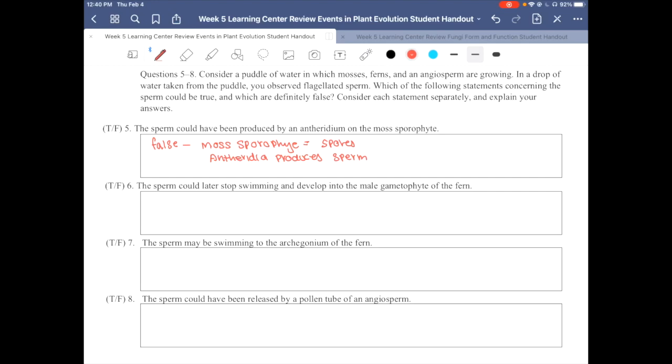Okay, and then this one says the sperm could later stop swimming and develop into the male gametophyte. This one is also false because the male gametophyte is formed after the germination of the spore.